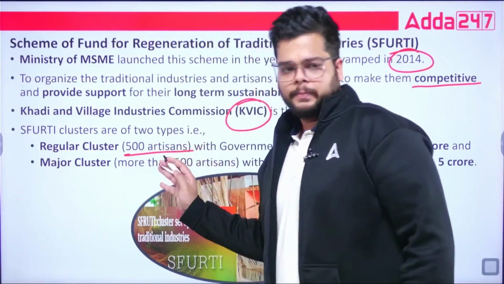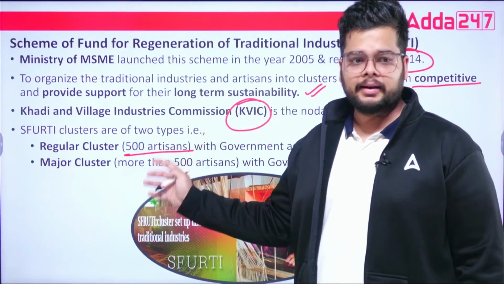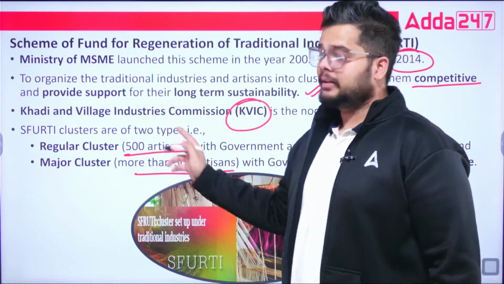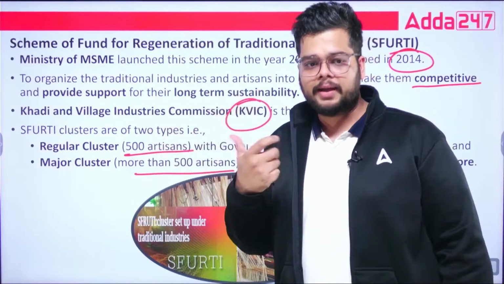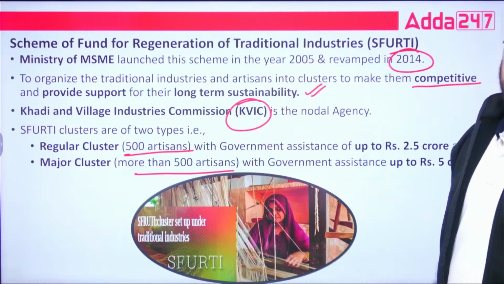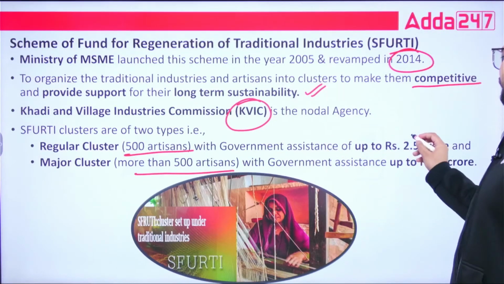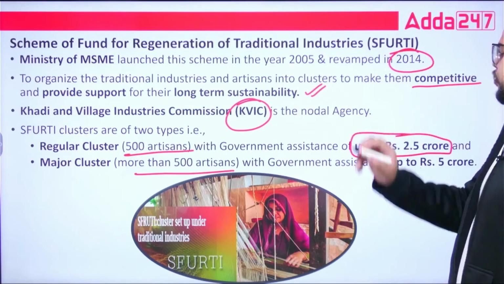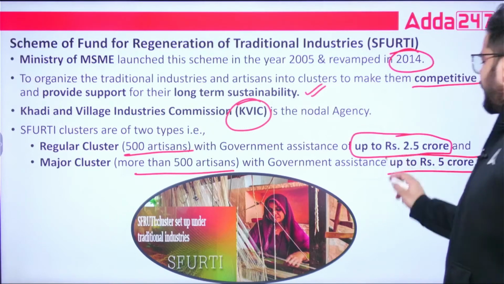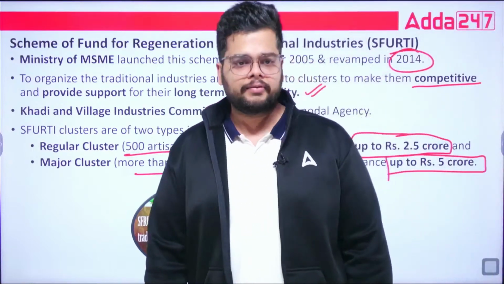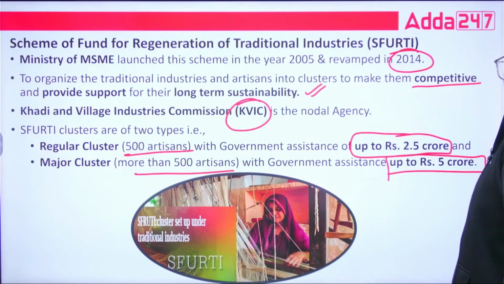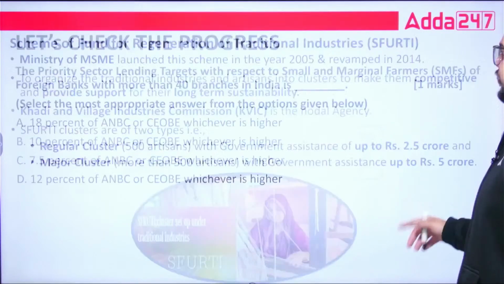If the cluster has 500 artisans, then it is known as a regular cluster. For more than 500 artisans, it is a major cluster. And why am I telling you this? Because government assistance will depend upon the type of cluster. If it is a regular cluster, the government assistance is up to 2.5 crores. If it is a major cluster, the government will provide assistance up to 5 crores. Okay, so SFURTI is a very important scheme. You must know each and every important aspect of the scheme.